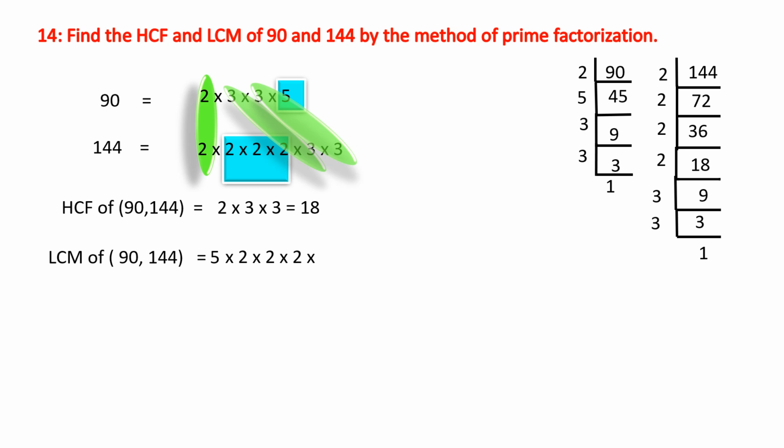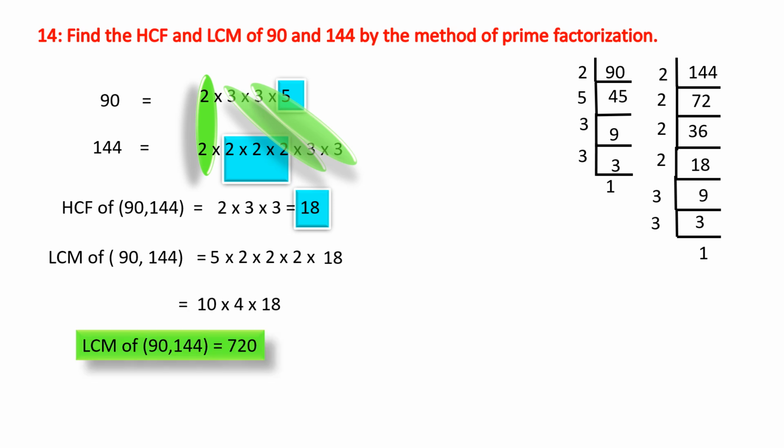and the HCF of 90 and 144, which is 18. So this is the least common multiple. Multiplying these values gives 720. So the LCM of 90 and 144 is 720. The HCF of 90 and 144 is 18.